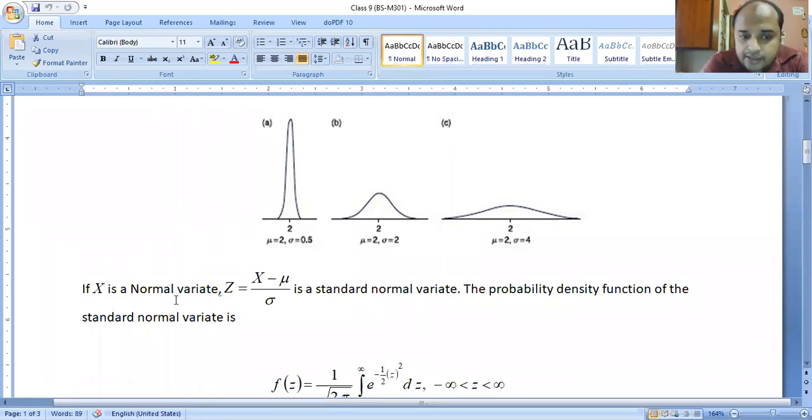If capital X is a normal variable, Z is equal to X minus mu by sigma is another way to define the variable. And that variable is known as standard normal variate. That variable is called standard normal variate. What will be the form of its probability density function?